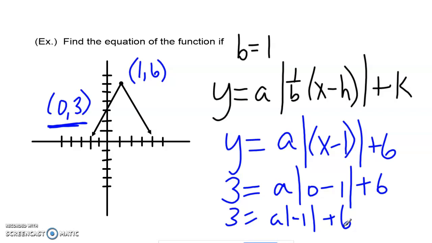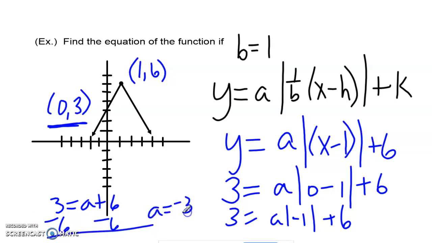I'm going to write that over here because I ran out of room. And then solving for a, you just subtract 6 from both sides. So we get a equals negative 3. So we're going to go back into the equation of our absolute value function. We're going to plug in a value for h, a value for k, this value for b, which we already know is 1, and then what we just found for a. x and y we'll leave alone.